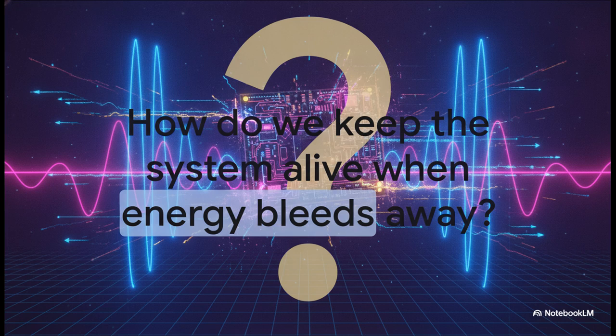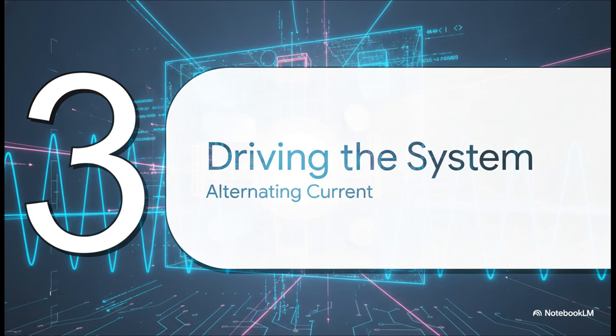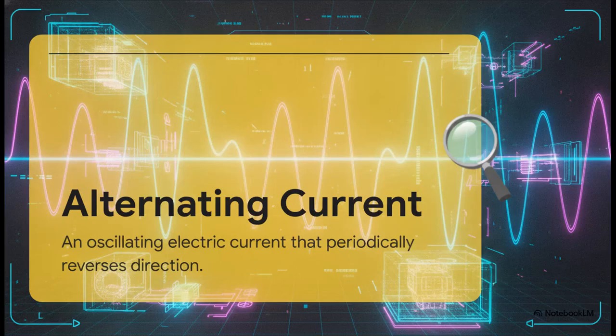If our system's heartbeat is fading out because of resistance, how do we possibly inject life back into this dying circuit? How do we keep the oscillation going so we can actually use it to do sustained, useful work? That takes us to part 3, driving the system with alternating current. We need an external force to keep that rhythm alive. And the answer is alternating current, or AC.